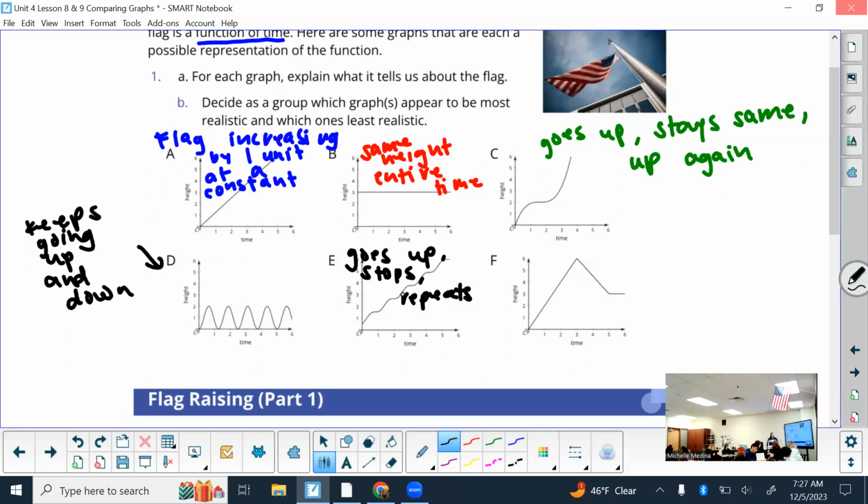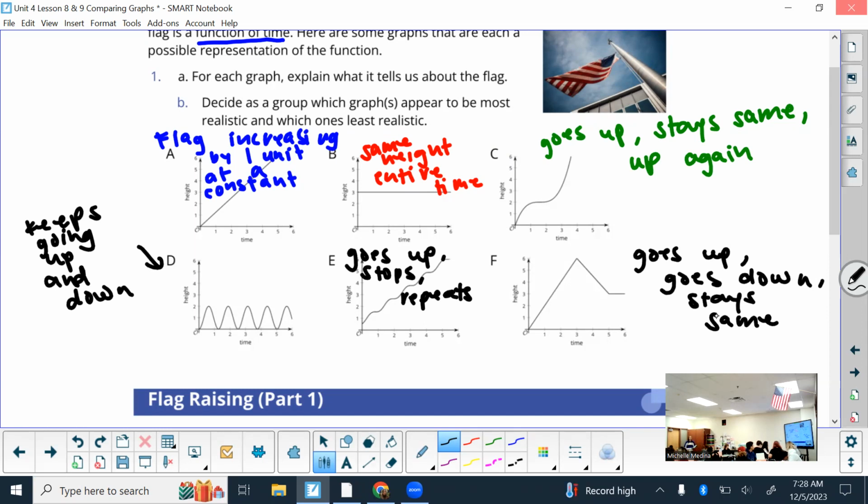And then table 4, what's going on with graph F? Goes up, and then goes right down. Okay. Good, so we can interpret graphs in context of the real life situation. Now, we're gonna answer which one seemed the most realistic.